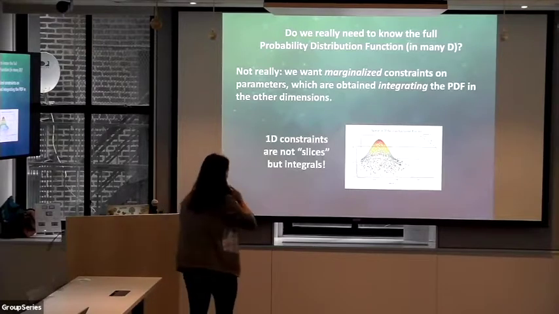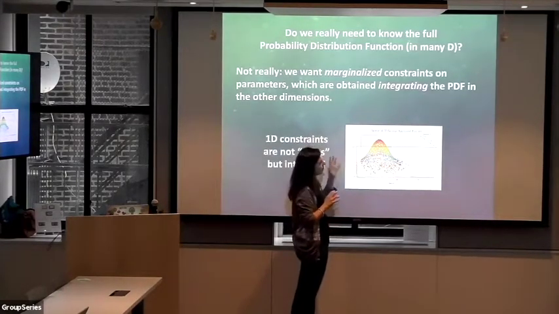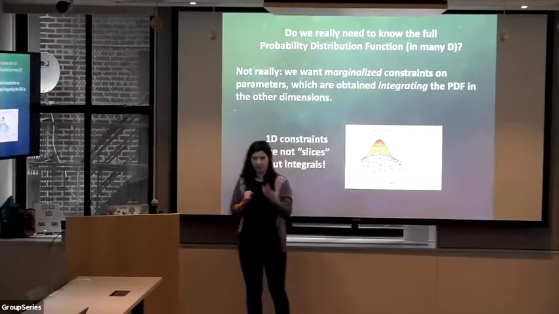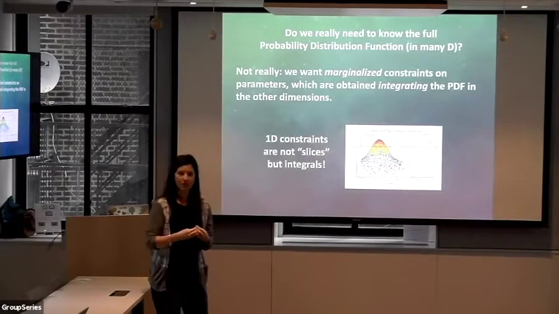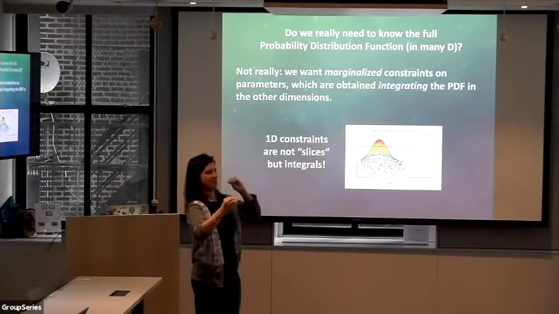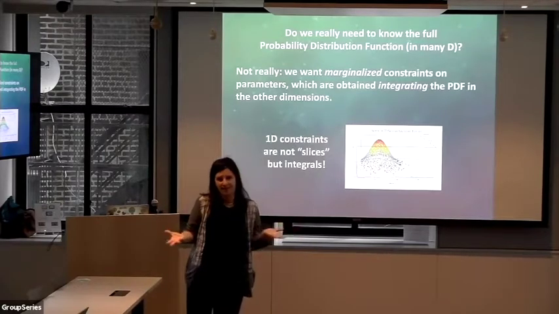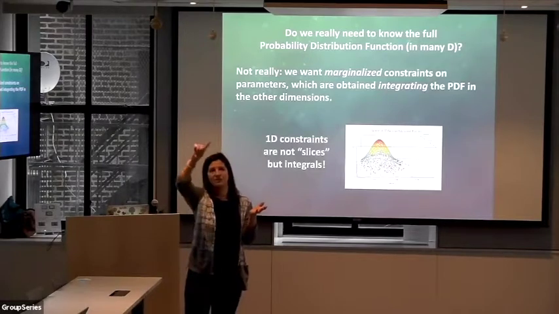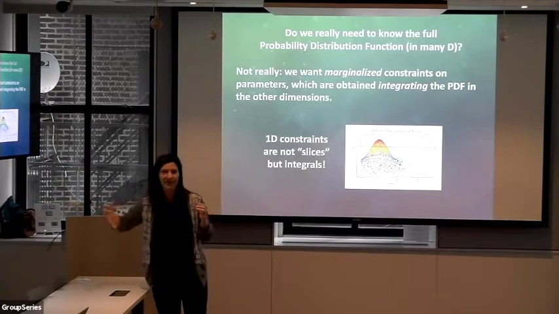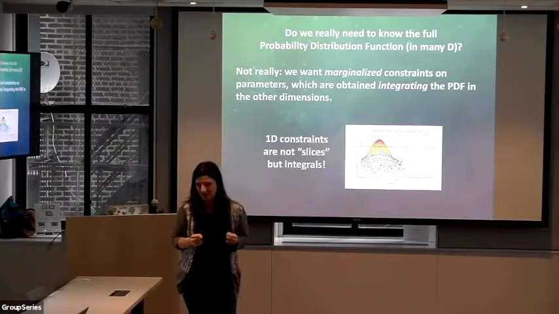And if you have your PDF in many dimensions, well, this is just in 2 dimensions, to obtain these constraints, what you're supposed to do is to integrate the posterior density in as many dimensions as the dimension of your parameter space. Or if you want, for example, to see the distribution only in 1D, you will integrate in every dimension other than the dimensions that you're interested in.